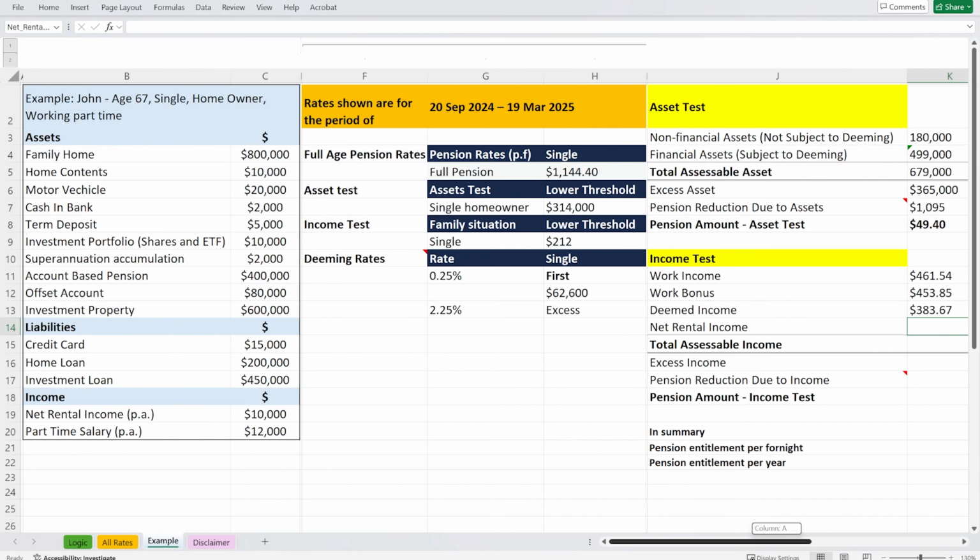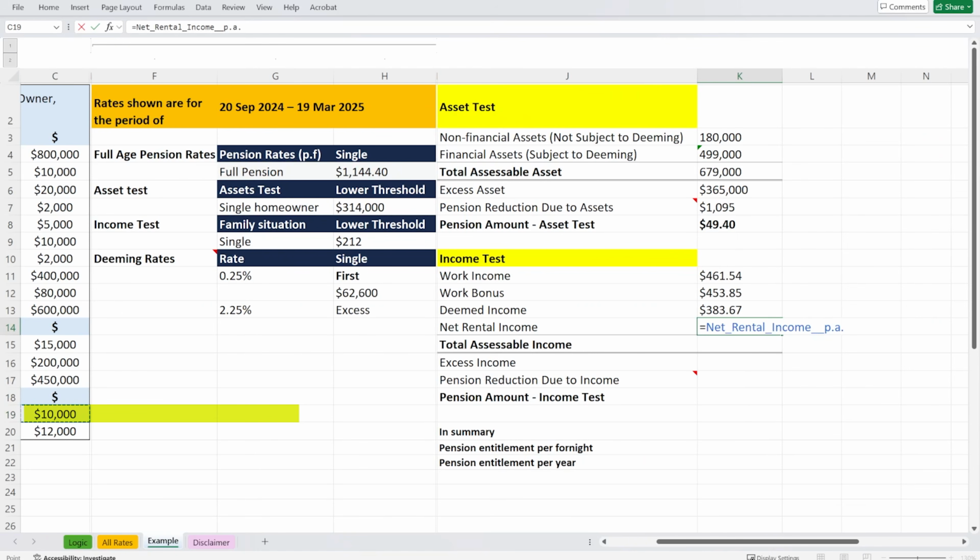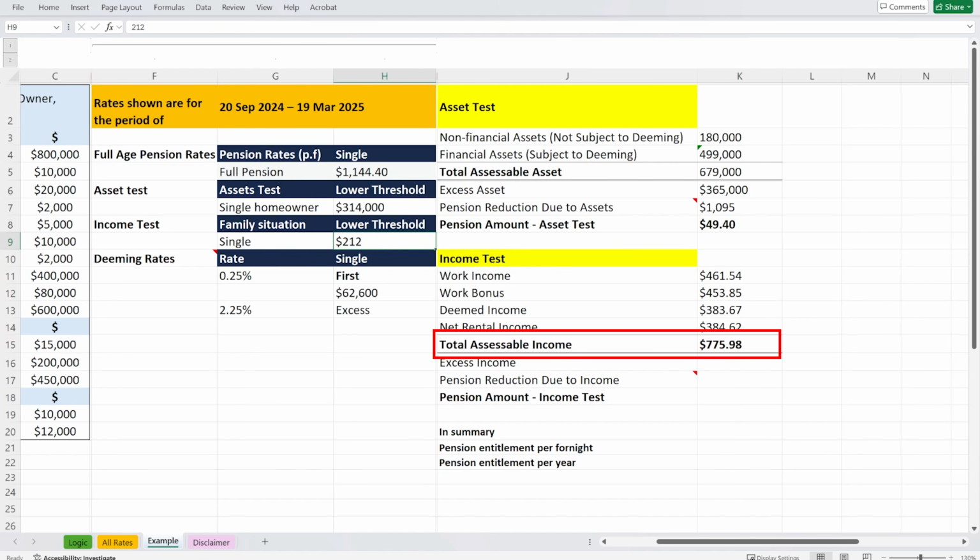In John's case, the net rental income is $10,000 per year, dividing that by 26, giving a fortnightly figure of $384.62. To calculate his total assessable income, we take his work income minus the work bonus, plus deemed income, plus the net rental income. This gives a total assessable income of $775.98 per fortnight. Since this amount is above the lower income threshold for a single person, John's age pension will be reduced. The excess income is $564 per fortnight.